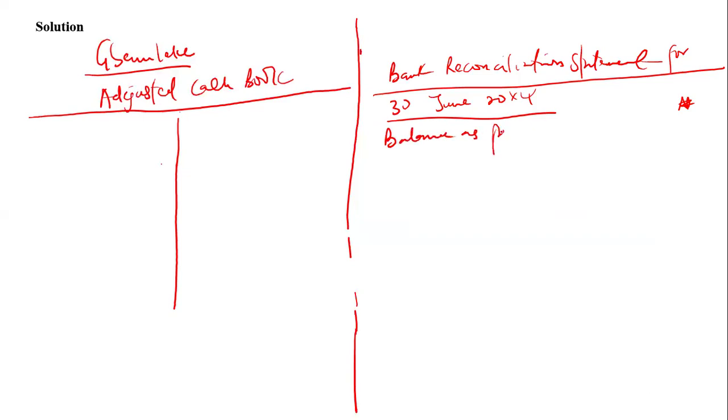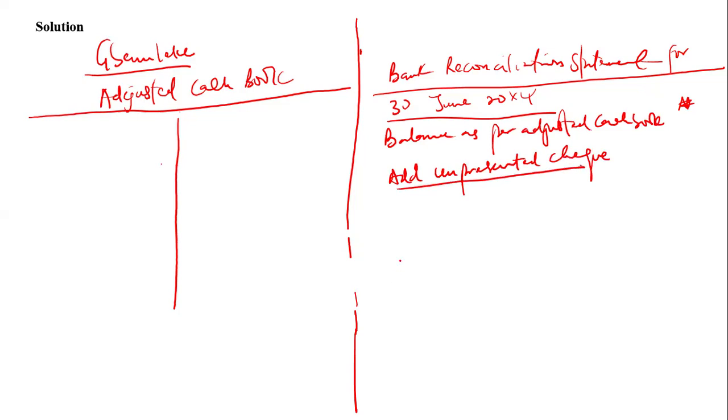So we have here the balance as per adjusted cash book. Then we add unpresented check. Then we deduct uncredited check. Let's get all this done.